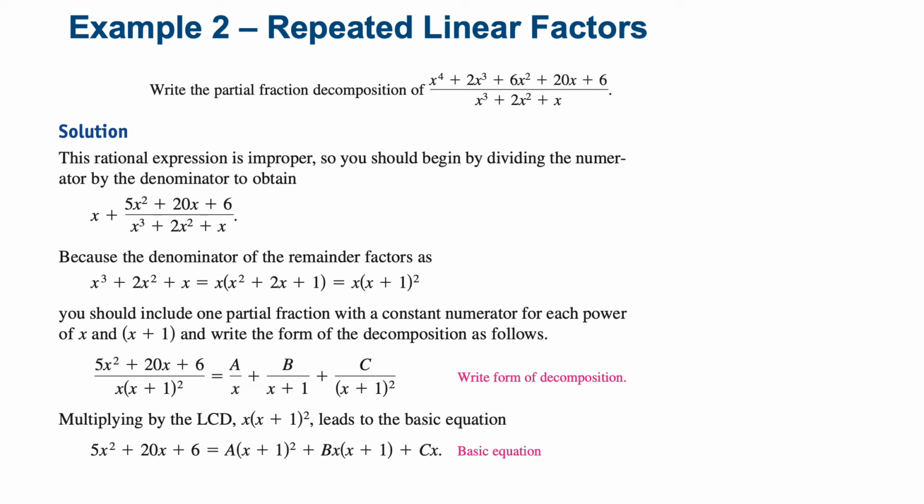So the first step is to find out what the denominators are. I have an x, I know x plus 1 is there, and since it's squared, I need to include that. Now, how do I solve it? We always multiply by the LCD, which is just the denominator, and we cancel what cancels out. So on the left-hand side, you get 5x squared plus 20x plus 6 equals A times the quantity (x plus 1) squared plus Bx times (x plus 1) plus Cx, and that's the equation.